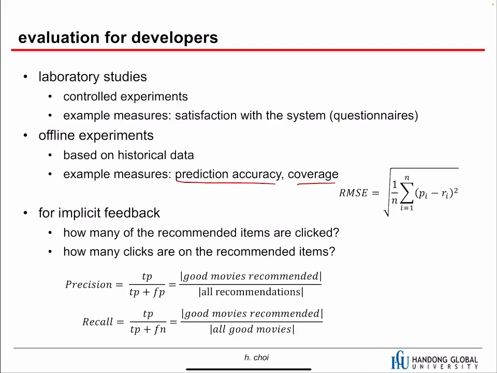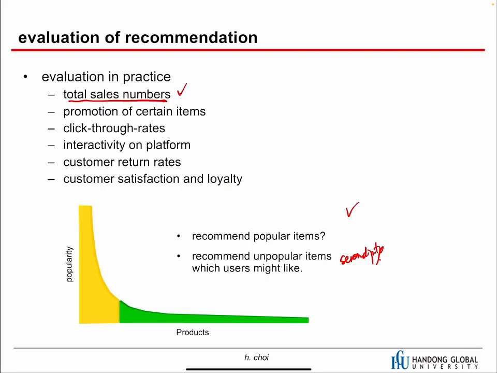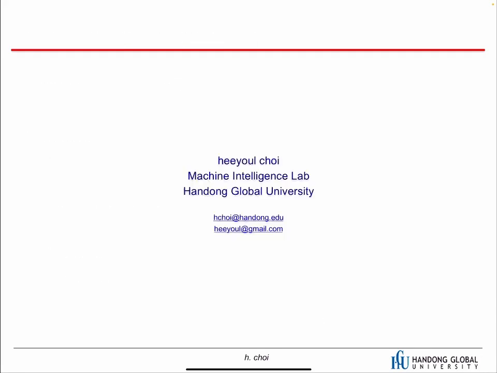But we can calculate the precision and recall. Based on this evaluation, we can build up our recommender system. And then when we deploy, we can evaluate the system based on the total sales numbers, click-through rates, etc. Okay, this is it.